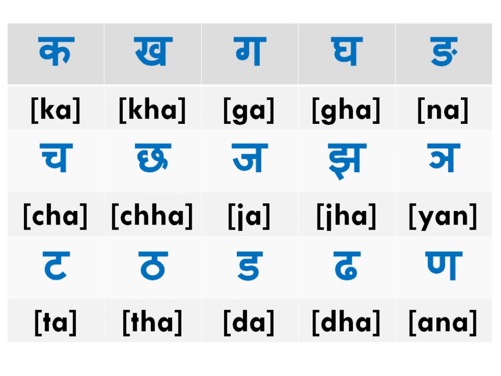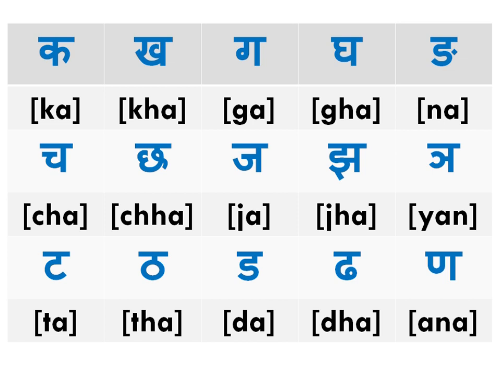Okay, let's start with the first row. The first letter is K. K-A, K. Kha. K-H-A, Kha. G. G-A, G. Gha. G-H-A, Gha. Ng. N-A, Ng. Ng is a nasal sound. Remember that Ng does not have any vocabulary starting from it.